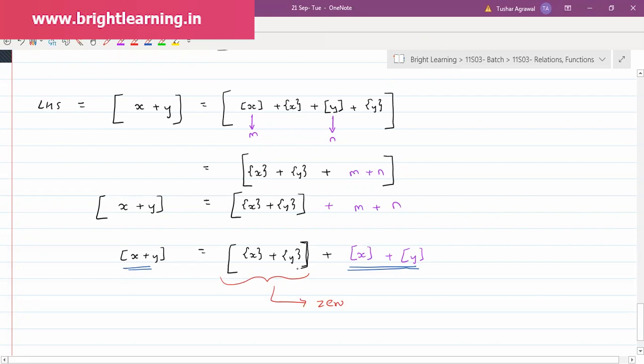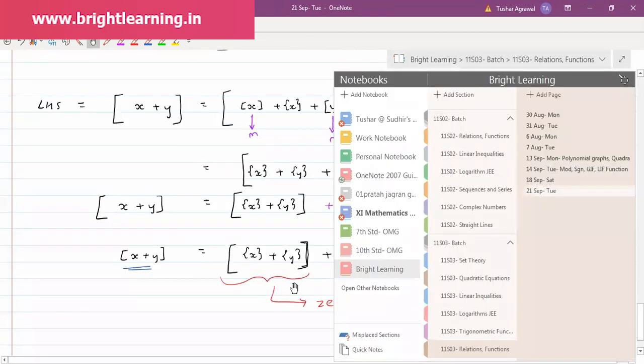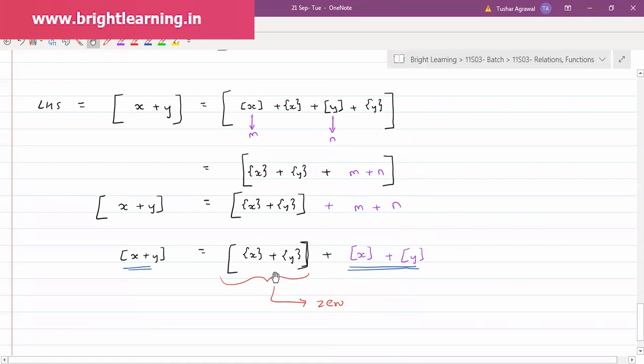Step of something should be 0. So if step of something should be 0, what does that mean? Whatever that something is should lie between 0 and 1. Only then is the step function 0. The previous class is the same: step of something is equal to 1, so that something should be greater than or equal to 1 and less than 2. Step of something should be 99, so greater than or equal to 99 and less than 100. Step of that something should be 0, so that something should be between 0 and 1.